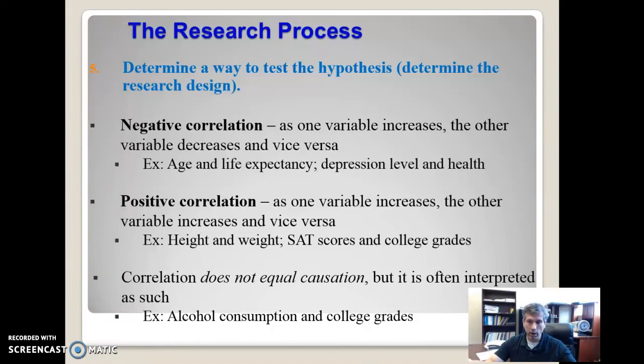Think about how alcohol consumption could cause changes in college grades. Well, it's easy. You're out partying, you're not your best, you're not thinking clearly the next day, your grades tend to suffer. You don't study as much. You drink a little less, you have more free time, and your grades tend to go up. So that's possible.